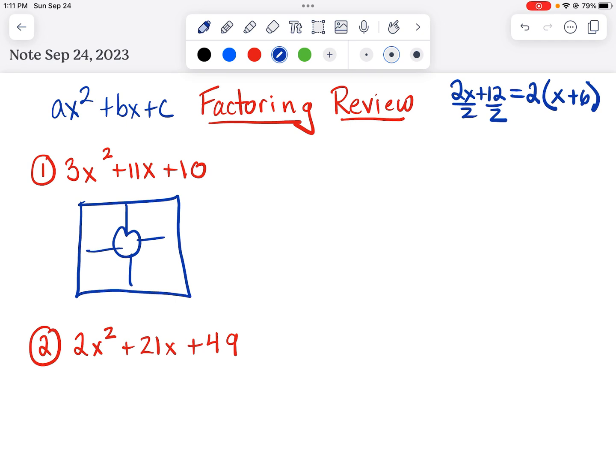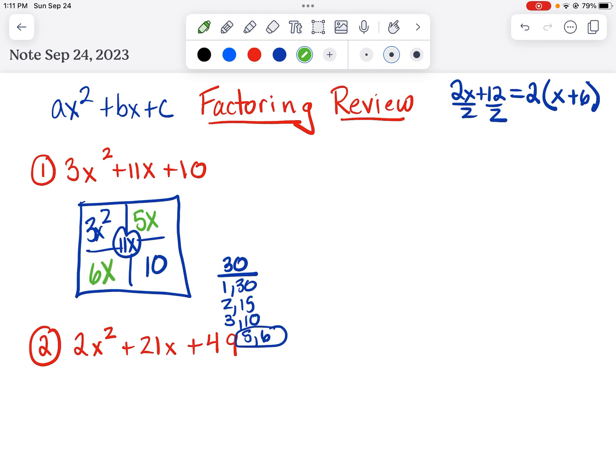So they did 3x squared, 11x, and positive 10. And then they multiplied a times c. So a times c is 30. Then they listed out factors of 30: 1 times 30, 2 times 15, 3 times 10, 4 doesn't go in there, 5 times 6. And you say, which factors add up to 11? Those do. So those numbers go right in here, 5x and 6x.